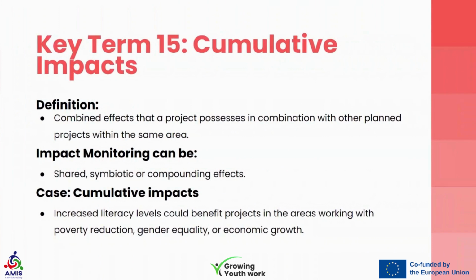Key term 15, cumulative impacts. Cumulative impacts are the combined effects that a project possesses in combination with other planned projects within the same field or area. In other words, these impacts consider the shared, symbiotic, or compounding effect and nature of impacts. When applied to our case, cumulative impacts could inform us that the increased level of literacy amongst children could benefit planned projects to lift the community out of poverty, improve gender equality, or promote economic growth in the area.